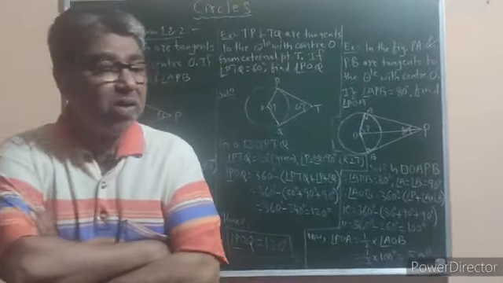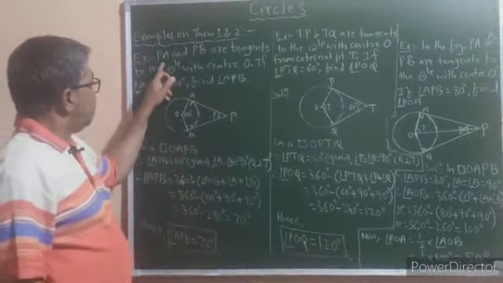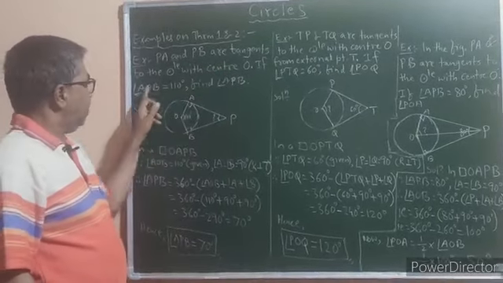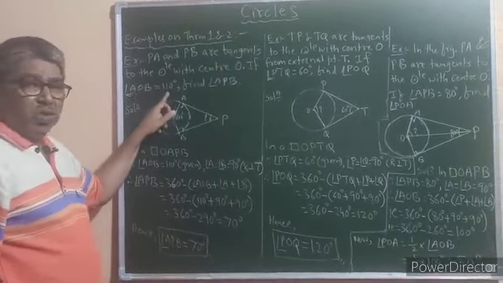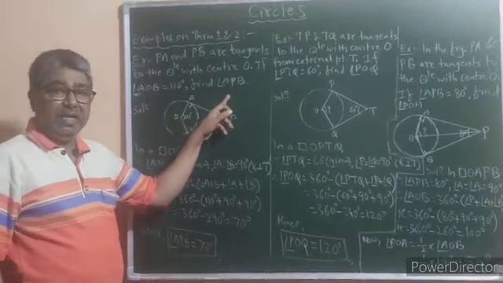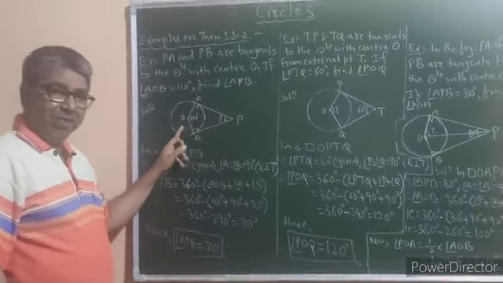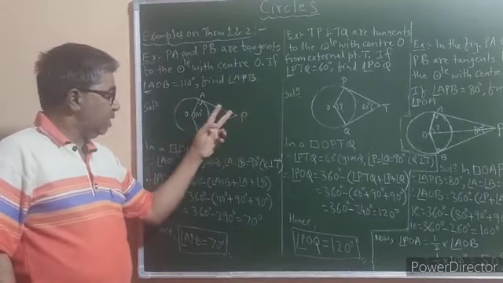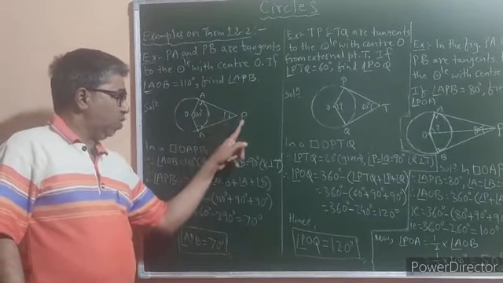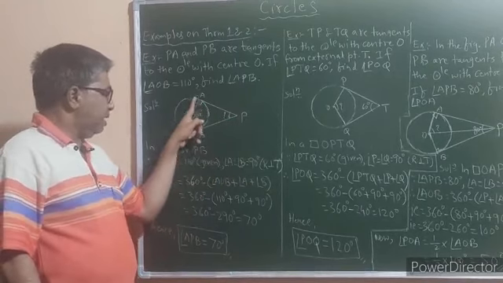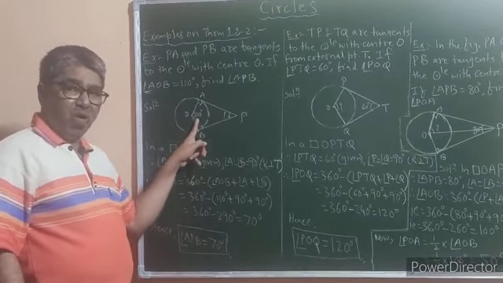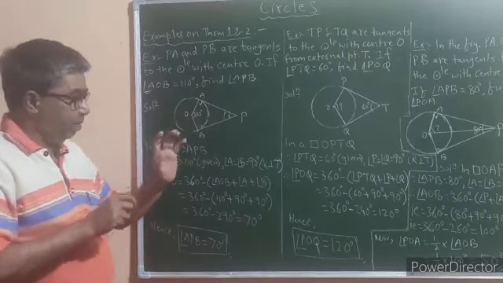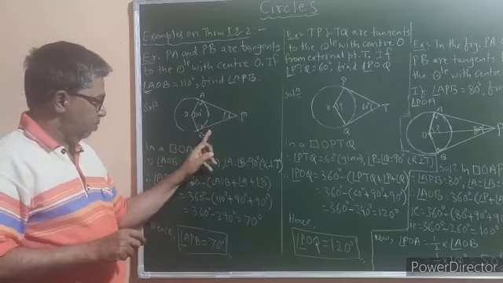The first example is PA and PB are the tangents to the circle with center O. If angle AOB is equal to 110 degrees, find angle APB. So this is the figure. O is the center of the circle, P is an external point, PA and PB are the tangents drawn from external point P. Angle AOB, that is the angle formed at the center of the circle, is 110 degrees, and we are asked to find the measure of angle APB.